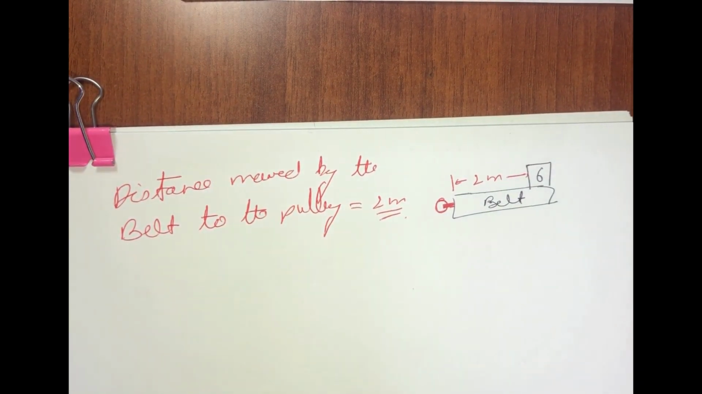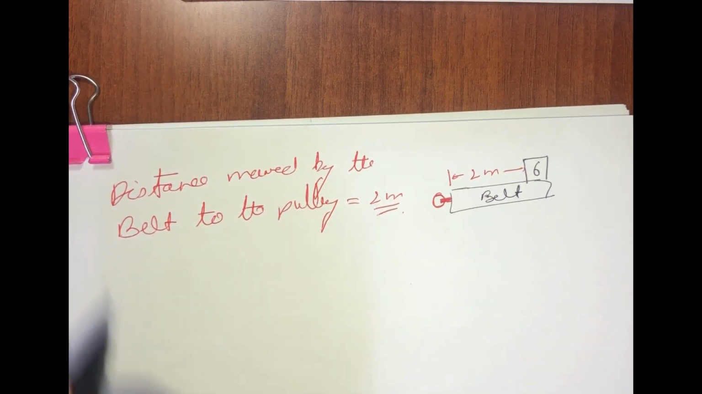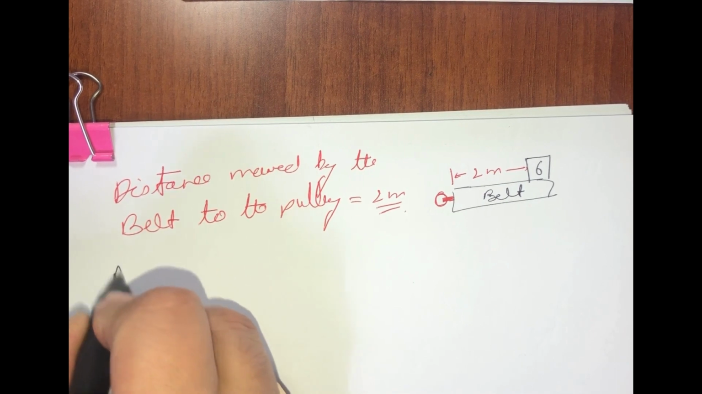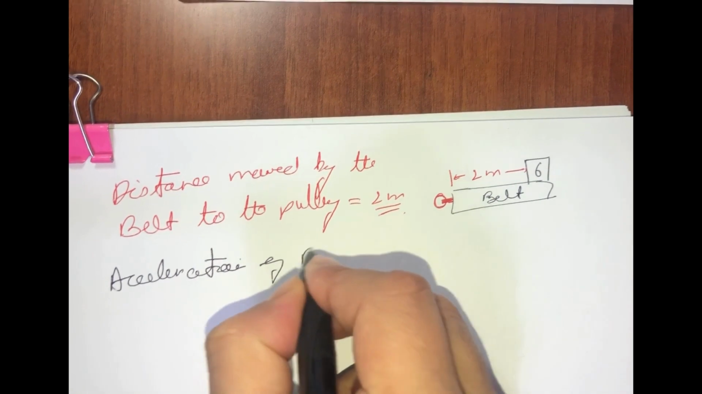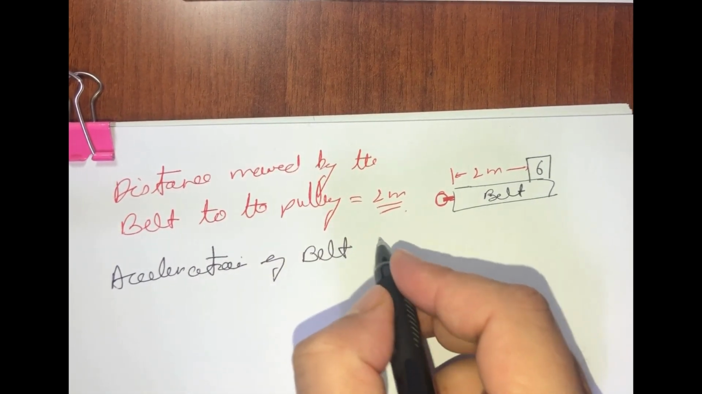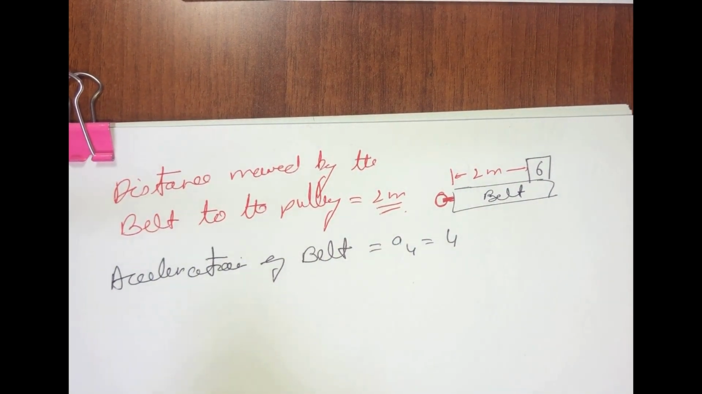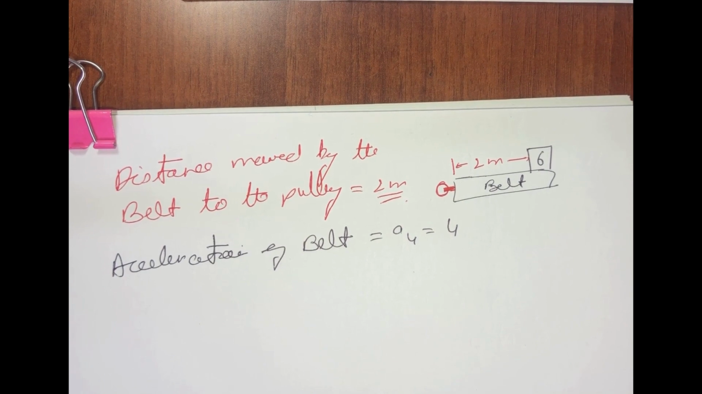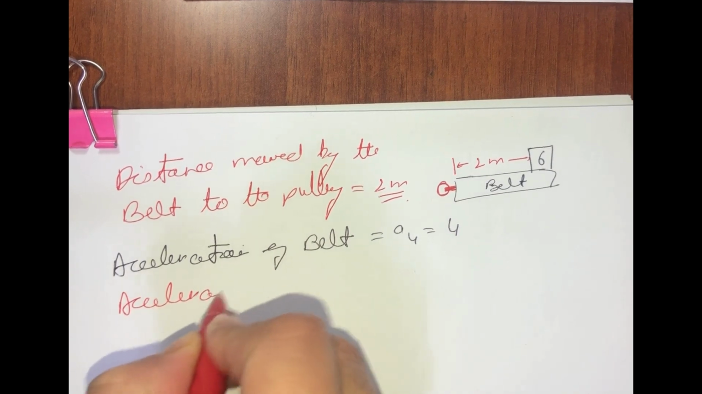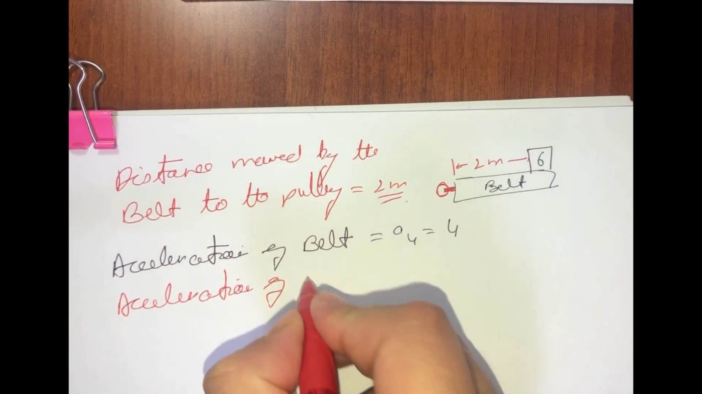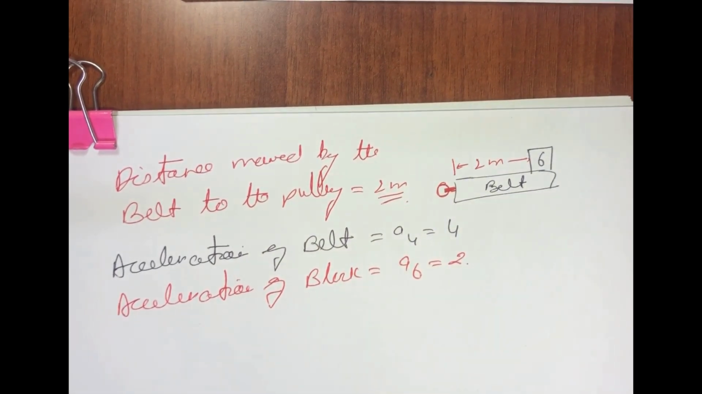Okay, and the belt moved with the acceleration of a4, that is 4 meter per second square, which we already found out. So we can say the acceleration of belt is equal to a4, and that is given as 4, and the acceleration of block is a6, which is given as 2.